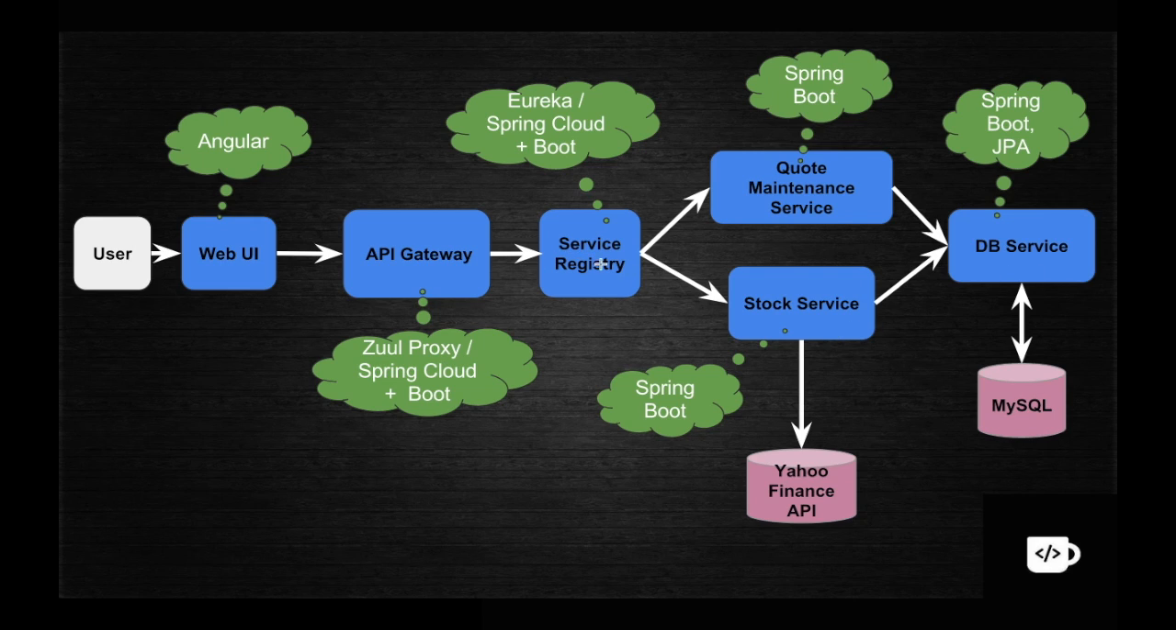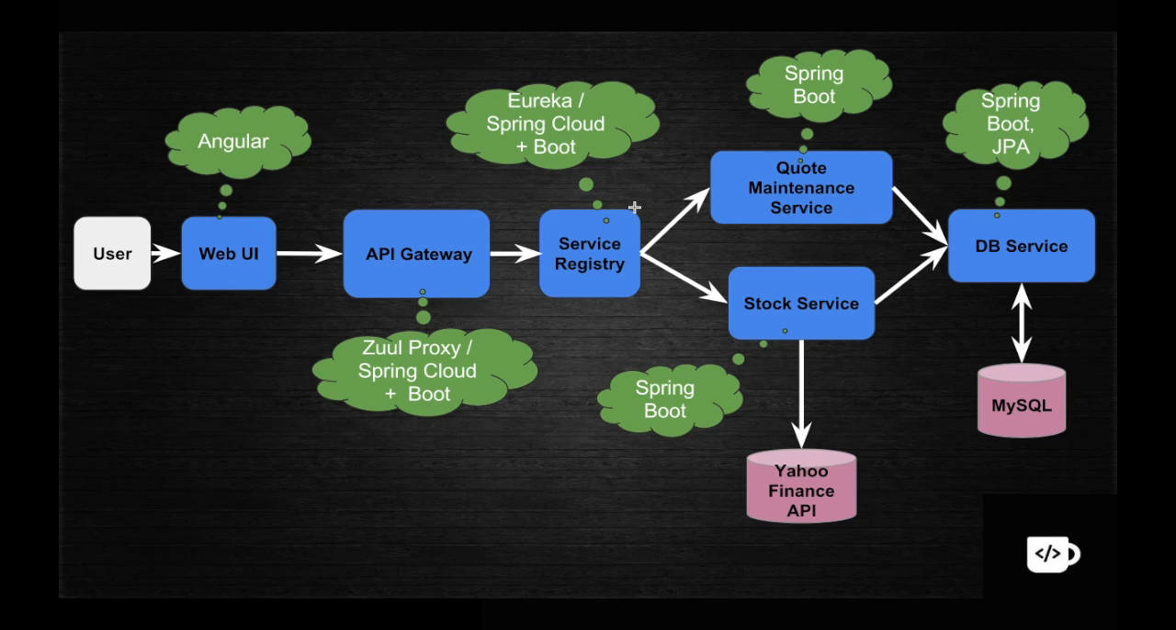And we were communicating from the stock service to the DB service using the service registry, or the Eureka service. Okay, so that is where Eureka comes into the picture. And we did not design the quote maintenance service because it did not make any sense, right? After we started designing, we decided to remove it. So you can remove that. It's out of scope right now. Okay, so that is what I wanted to show.